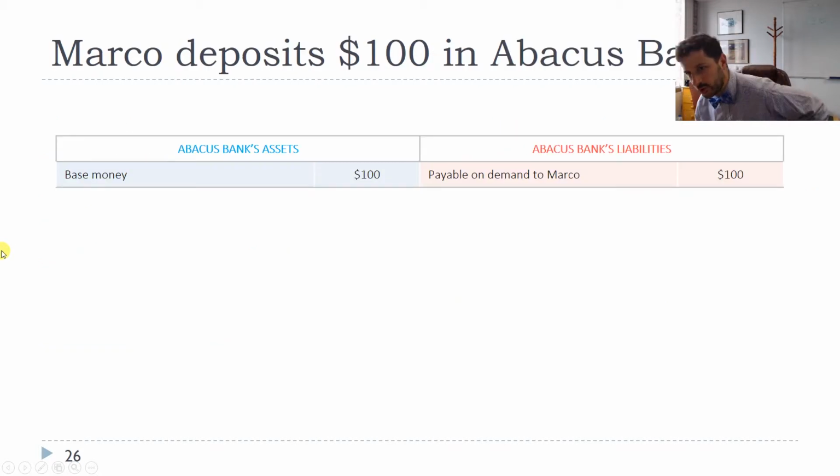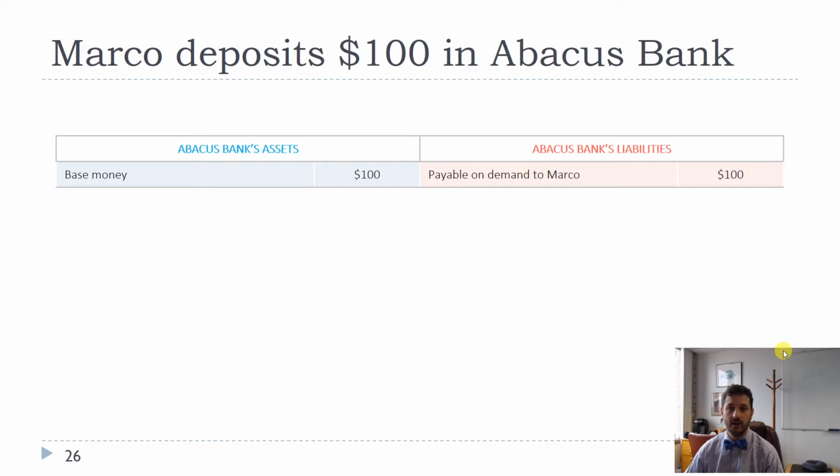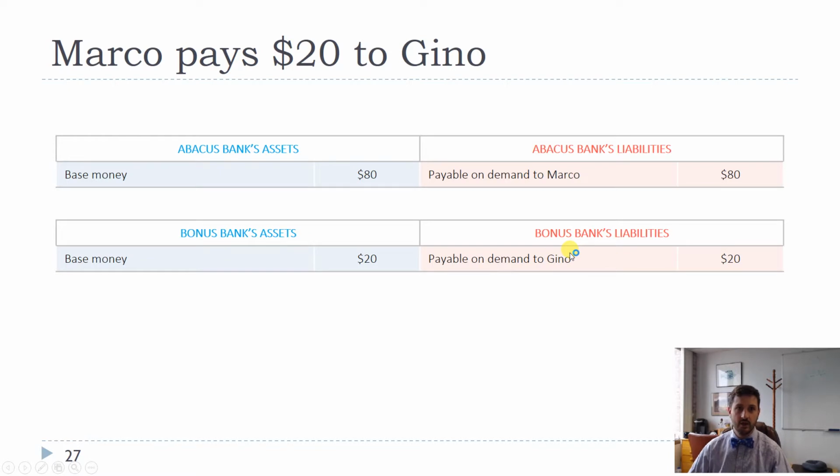So let's do a quick example about how banks create money. Let's say Marco has $100 in his checking account. Put myself down here again. So the bank has $100, which Marco put in, but they owe $100 to Marco, right? That's his money. Now, if Marco goes and pays $20 to Gino, right, writes a check, then his checking account falls by $20.